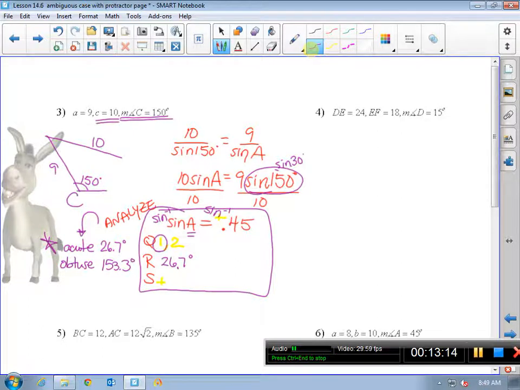Next question. Could this angle over here be 153.3 degrees? Well, we know that's ridiculous because the triangle's already obtuse. The angles of a triangle add up to 180. That one's way too big. So we actually reject this second answer in quadrant 2. And how many triangles are possible? 1 triangle. 1 triangle is possible.